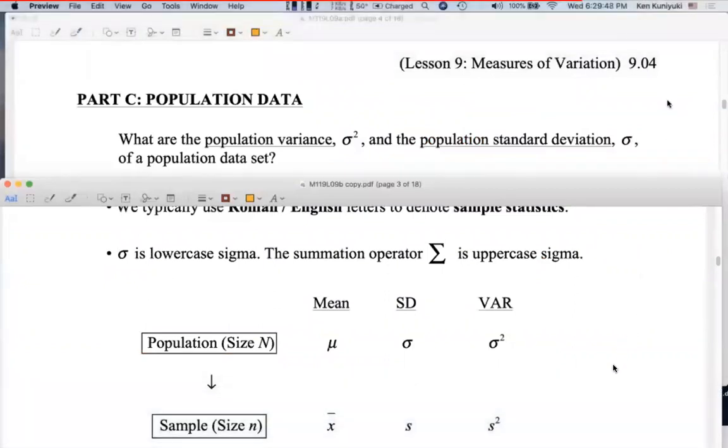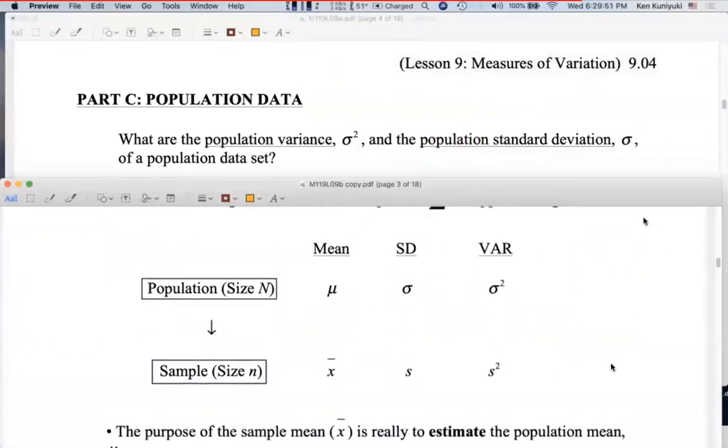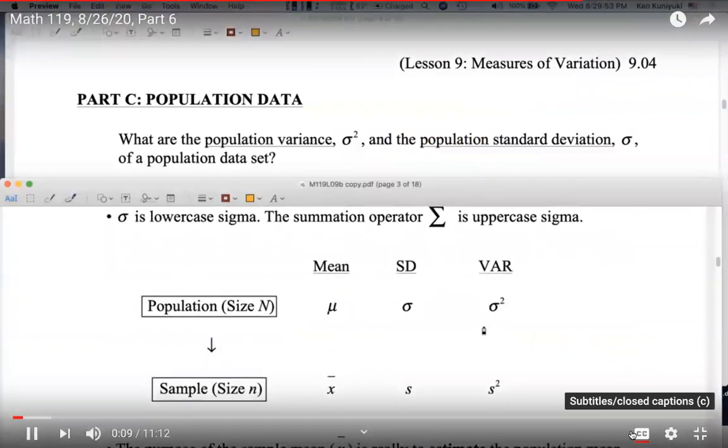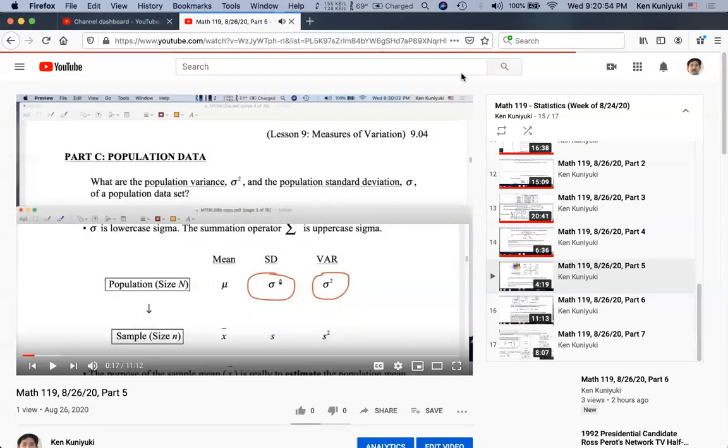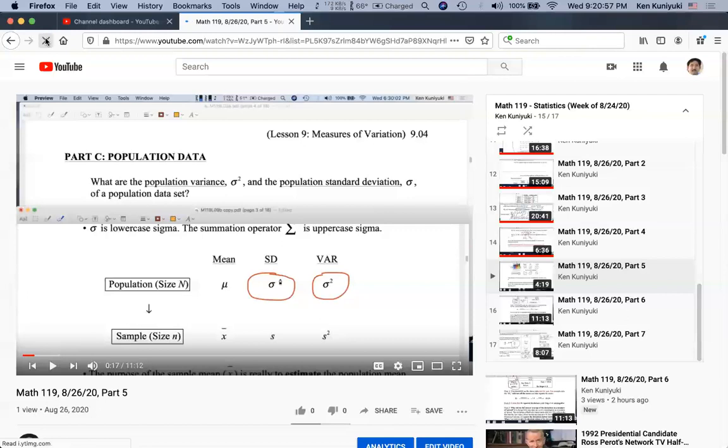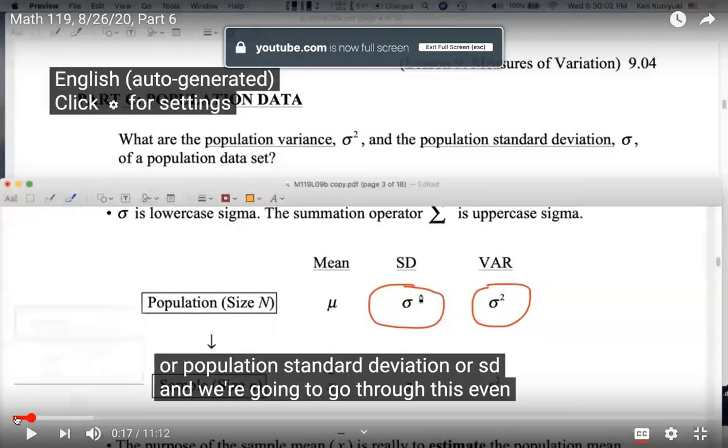Hi, everyone. So for population data, how could we calculate a population variance or population standard deviation? One moment, I'm losing the captions. Let me see if I can get the captions here. Sometimes the captions fail us. Otherwise, the Zoom video might actually pick it up. Okay, let me see if I can get this. Oh, there we go.